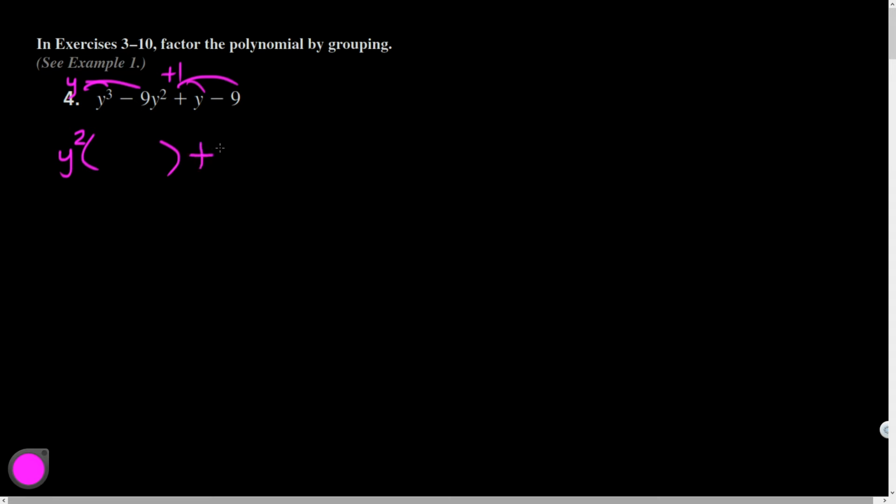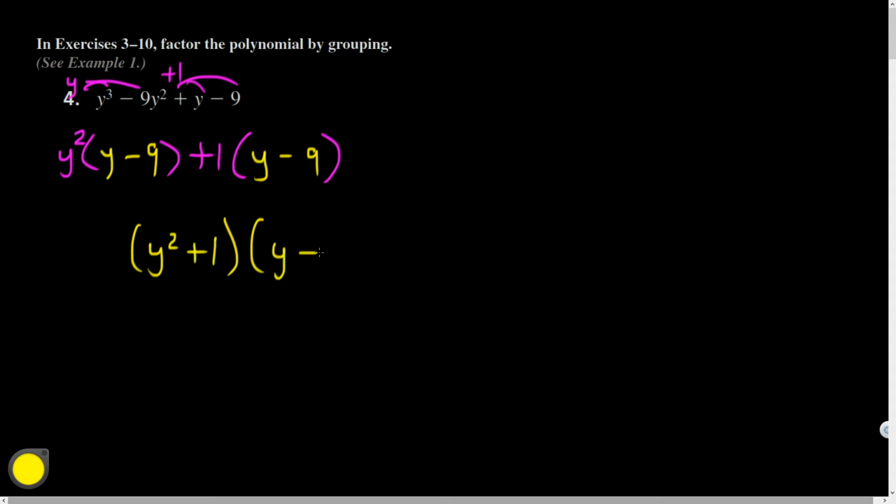So let's see, +1 and then parentheses. There we go. And so y squared times y minus 9, and 1 times y minus 9. Notice those yellow parentheses match, which is necessary in order for factor by grouping to work. So let's write our two factors. I've got the y squared plus 1 and the y minus 9.